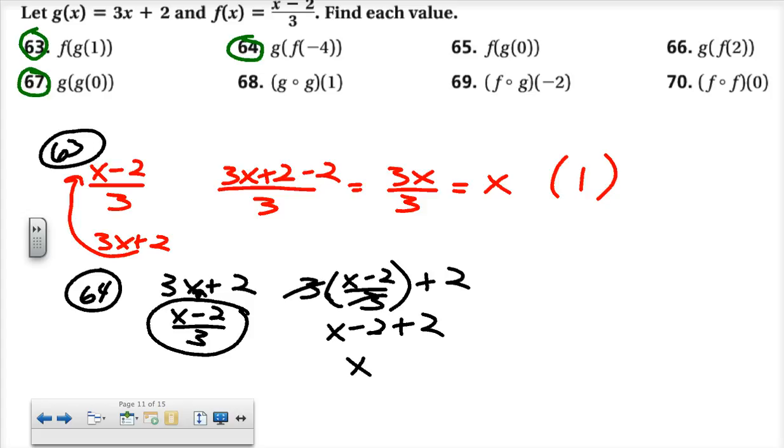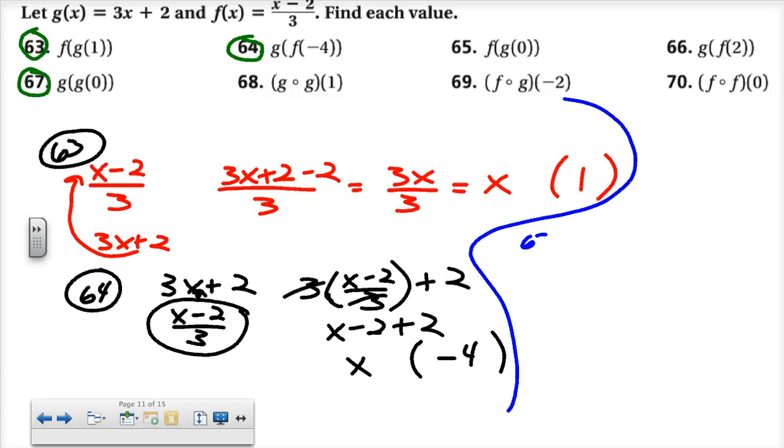It says find g of f of negative 4. Well, if I put a negative 4 in there, I'm getting negative 4. And you'll notice for number 63 and 64, no matter which way we do this, as f of g or g of f, the composition works the same way in both directions. Remember, that does not always happen. So you do need to do each of these problems individually to check that out.